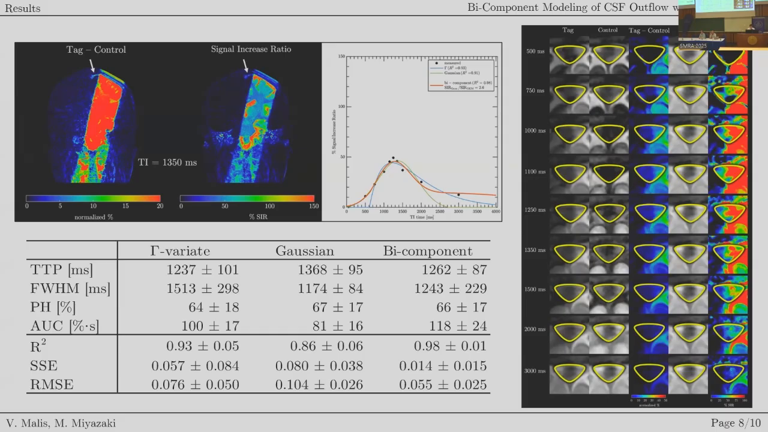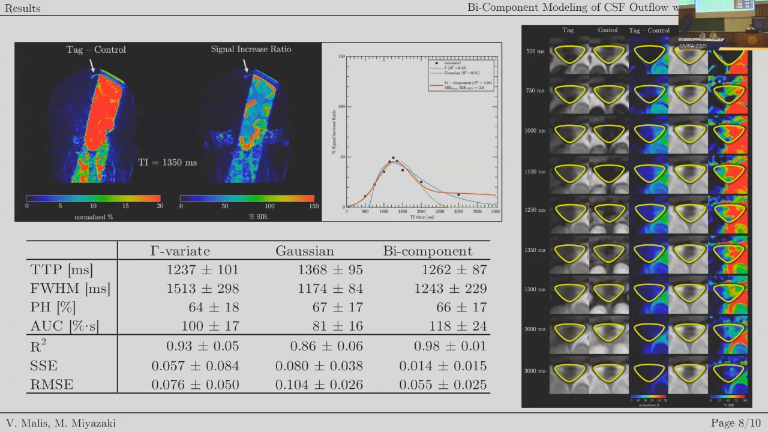Next to it are the fits of the signal increase ratio. We tried three different kinds: just the gamma variate function on its own, the Gaussian, and the proposed bicomponent model. From the metrics that we calculated from those fits, we observed that the goodness of fit was best for the bicomponent model.